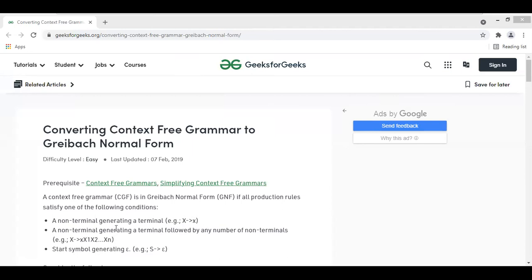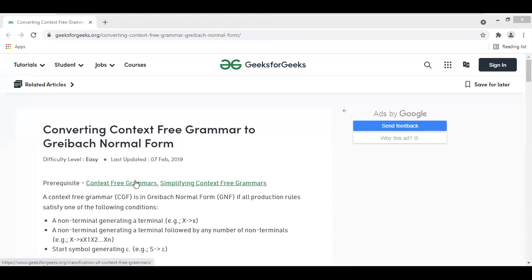A non-terminal generating a terminal, which should be followed by any number of non-terminals. That means initially I start with the non-terminal X, and then I need to start with the terminal, and after that the terminal should be followed by any number of non-terminals, right? And the start symbol generating an epsilon, S tends to epsilon, like this. These are the conditions, the syntax that we have. That means this is the format of the GNF.